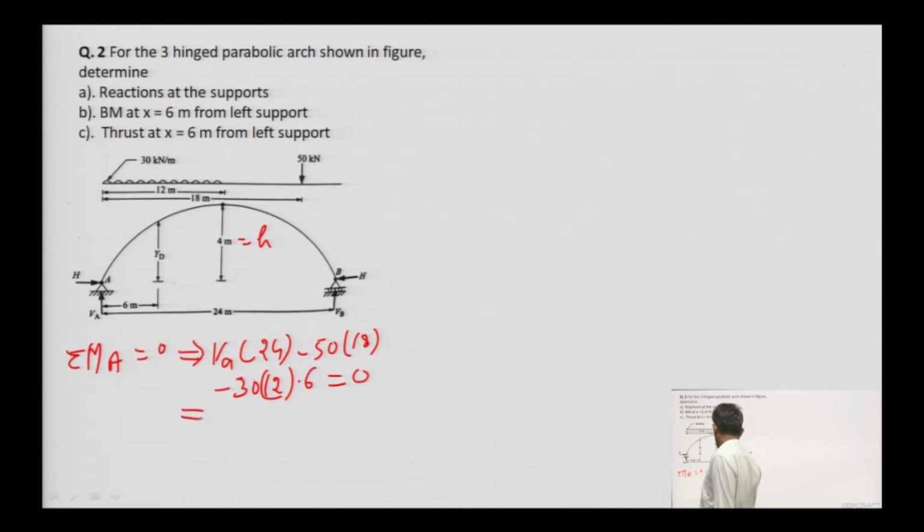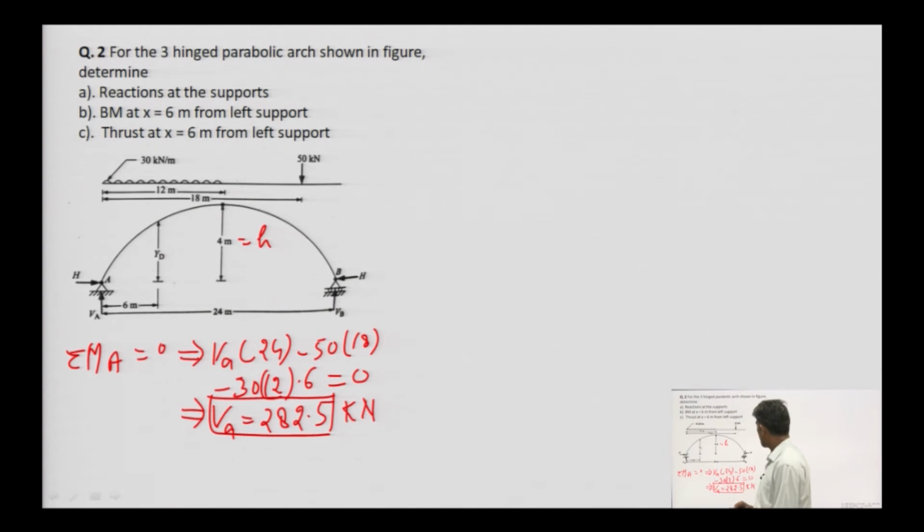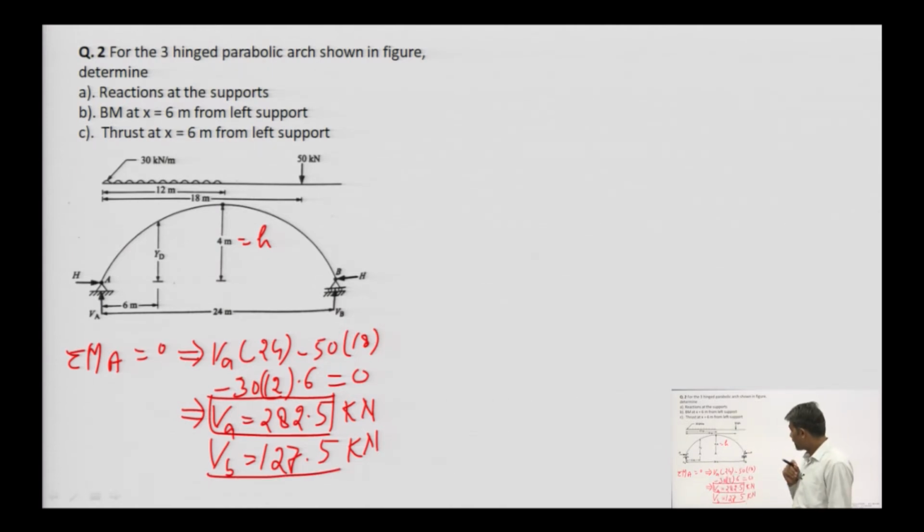So, the value of V A can be calculated. Value of V A is 282.5 kilo Newton. And V A plus V B, we know, is the sum of all vertical forces. So, the value of V B can be calculated as total minus V A, and it will be 127.5 kilo Newton. The remaining thing is to calculate the value of H.